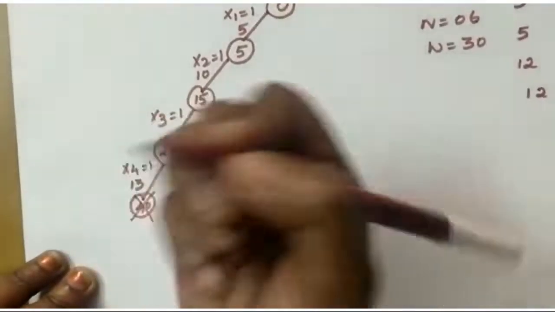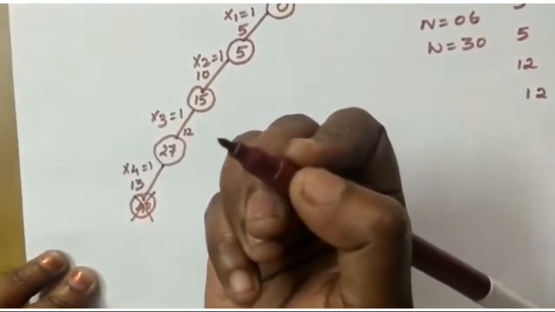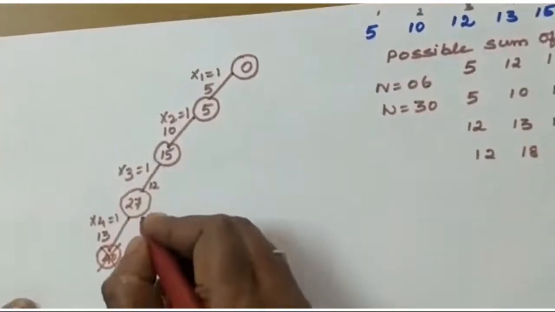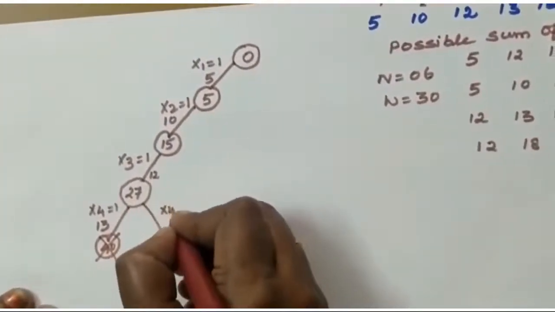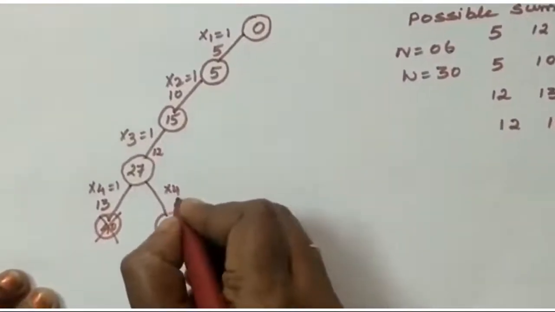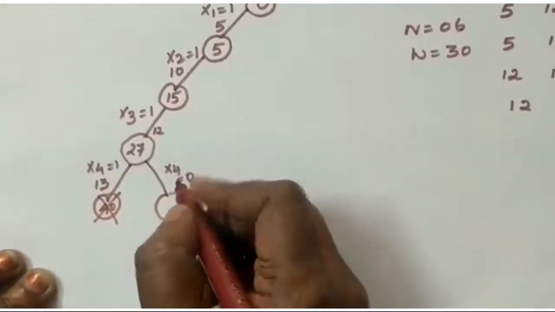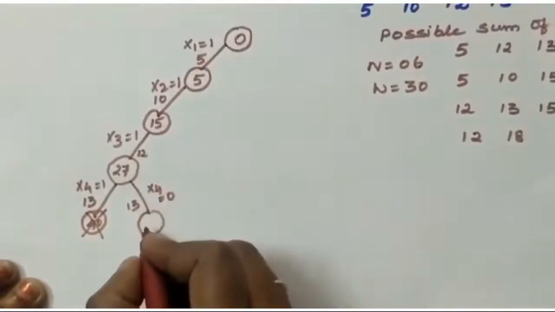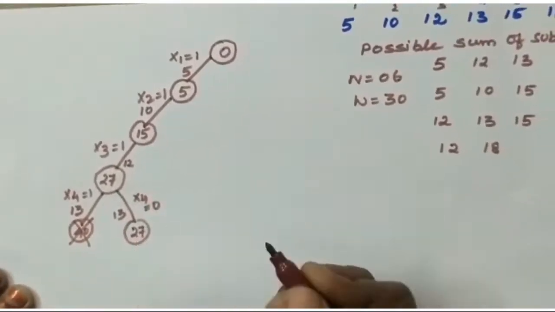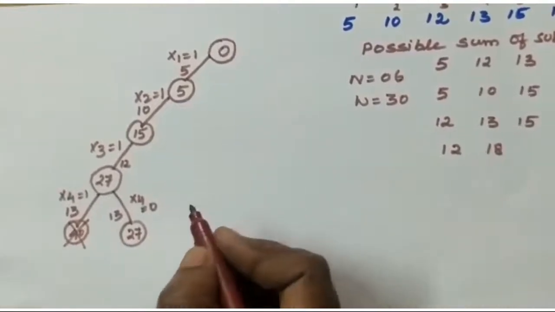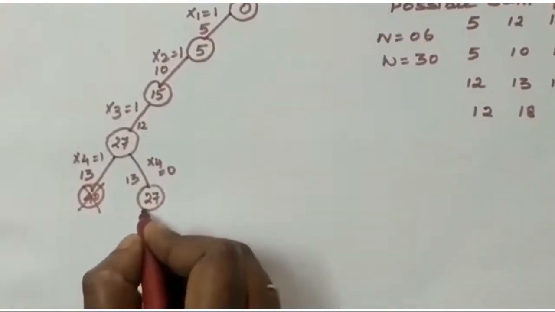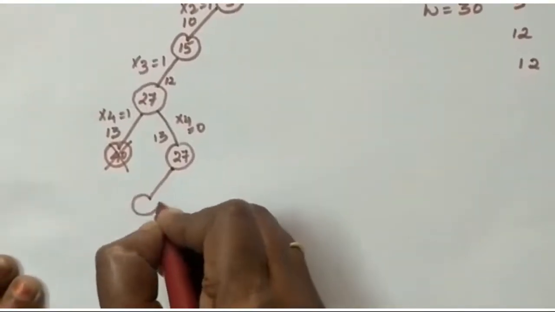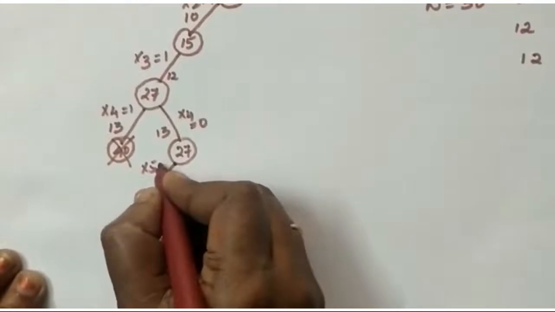Now we have to move on to the right hand side. On the right hand side, as I told you before, the item is not going to be included. So x4 is equal to 0. The value of the fourth item is 13. Whatever is the case, the value is not going to be included. We will have the previous value as such, it's 27. Now we go into the left hand side. On the left hand side we have to include the item for the fifth level, x5 equal to 1.